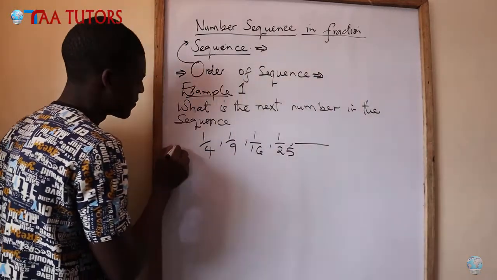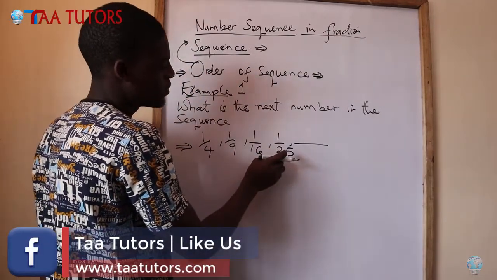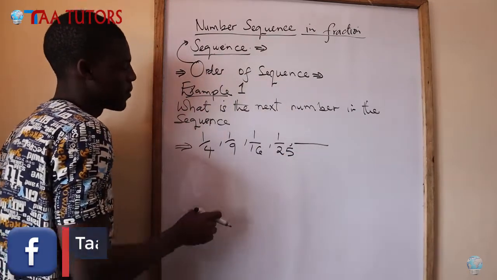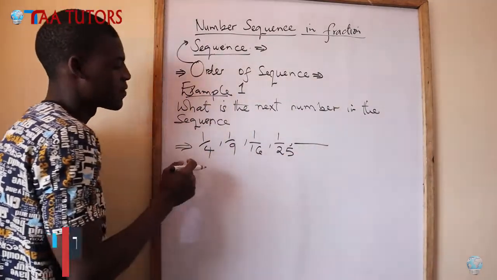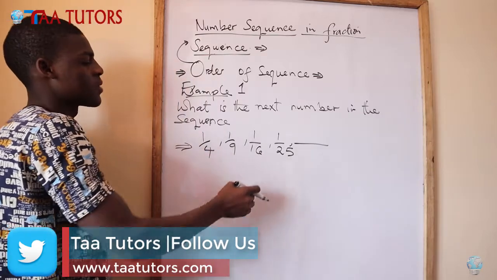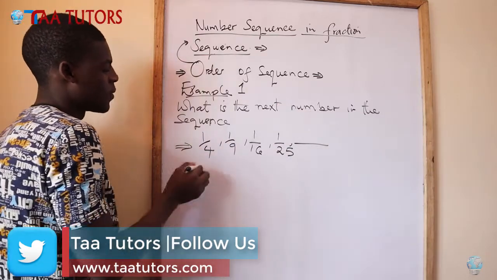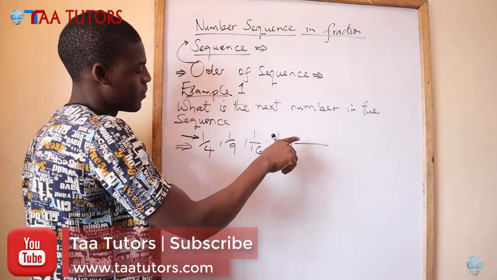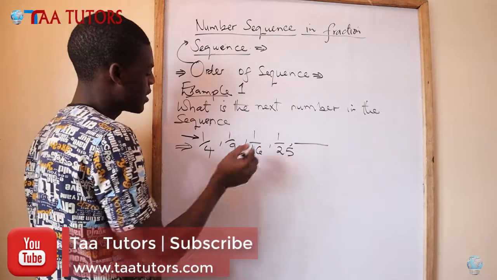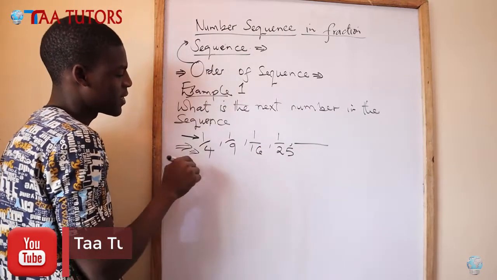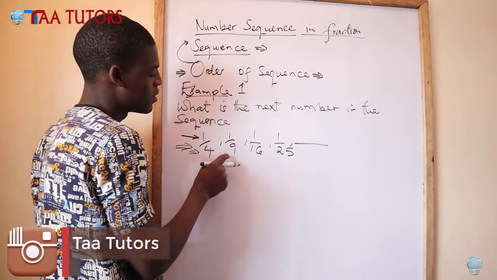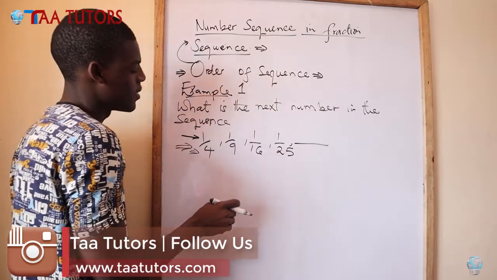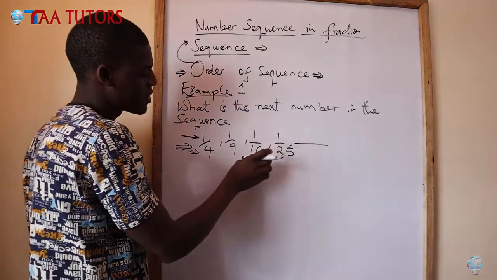This is the sequence we have, and we cannot fill the blank space when we don't know the order. We must check through whatever we are given in the first part of the sequence to know the order they are using to get to the next term. We can see that all the numerators are 1, 1, 1, 1. Probably the next one will also be 1. But when we come to the denominator, we can see a changing pattern. We are moving from 4 to 9 to 16 to 25. A quarter, a ninth, 1 over 16, 1 over 25.